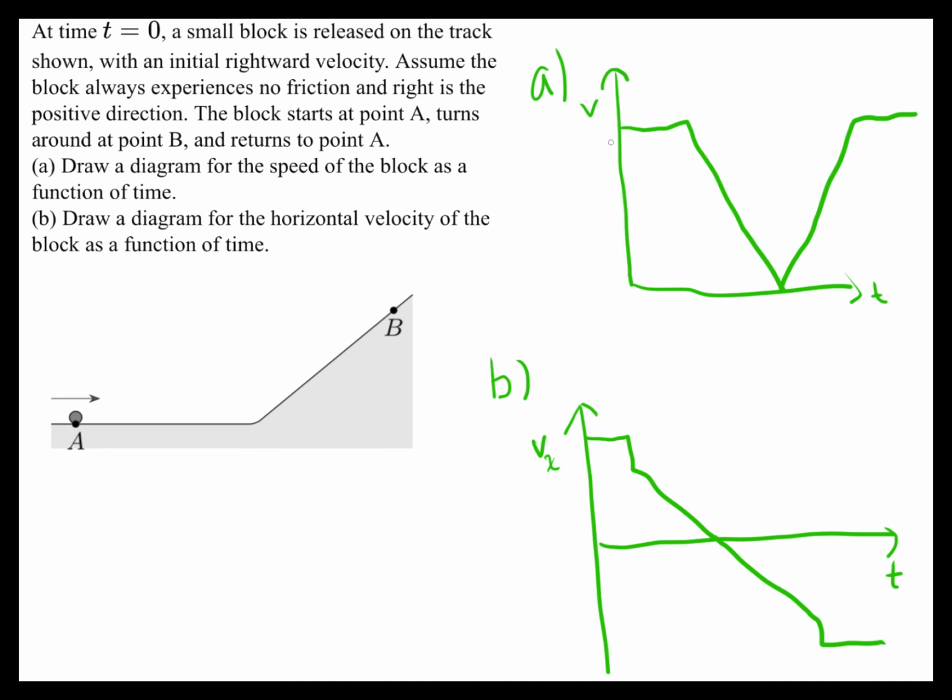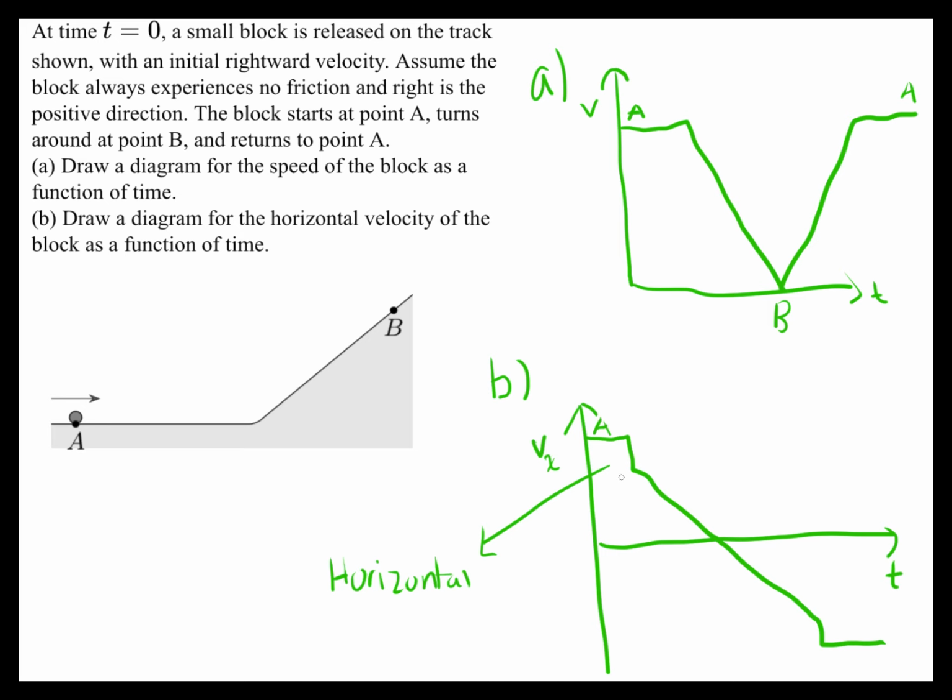So again, I'm going to label the points. This is going to be at point A, going to point B, and then going back to point A. That's its speed. Now let's talk about the velocity. So it starts at point A, and here you actually have a sudden drop in velocity because it's asking for the horizontal velocity.